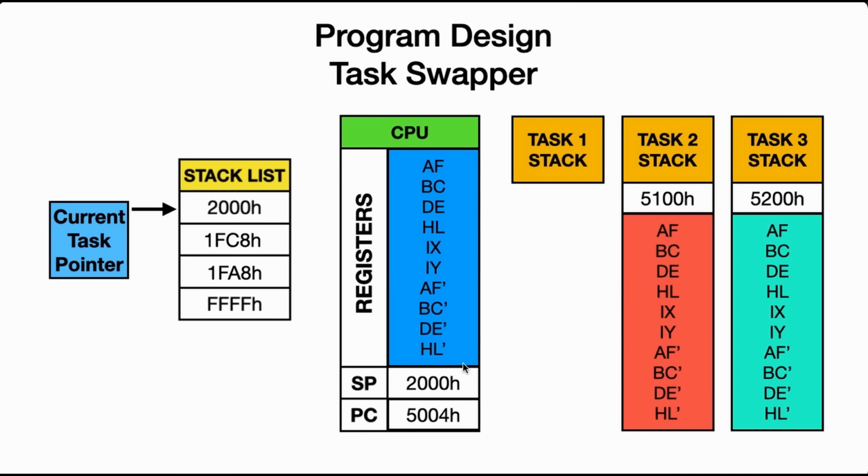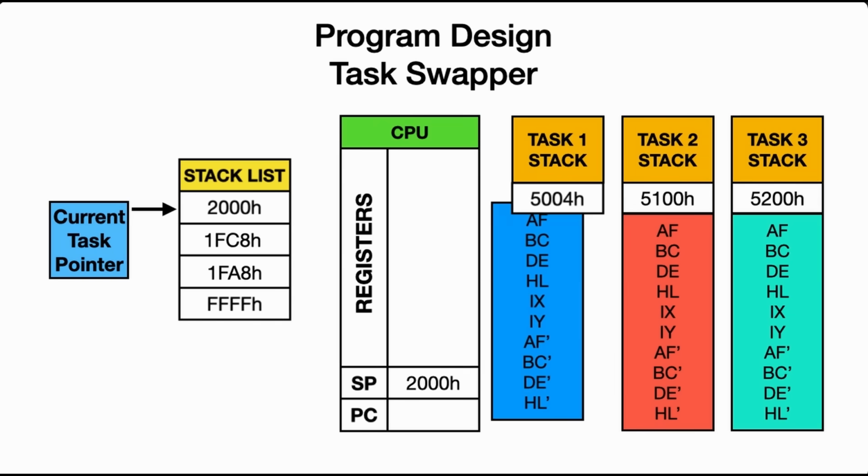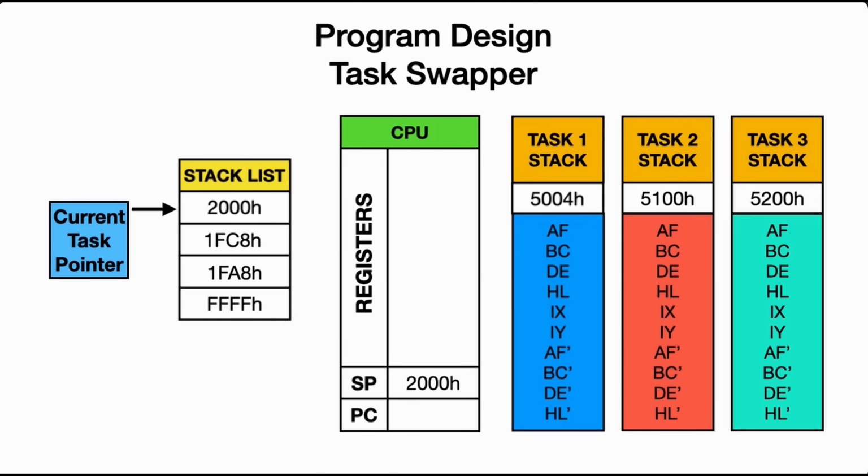Then when an interrupt occurs, the program counter will be pushed onto the stack of the current task, and immediately I'm going to push all the CPU values onto the task one stack. That obviously updates the current stack pointer. That stack pointer I'm going to save back into the stack list where the current task pointer is pointing to, then get the next stack address for the next task. So I move the pointer down by one. That will then be put into the CPU as the current stack pointer.